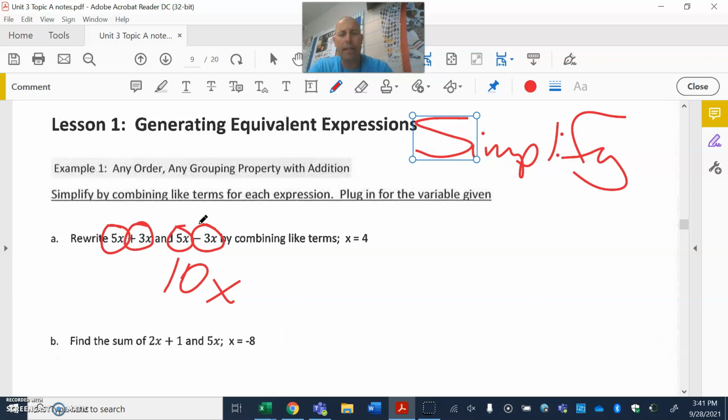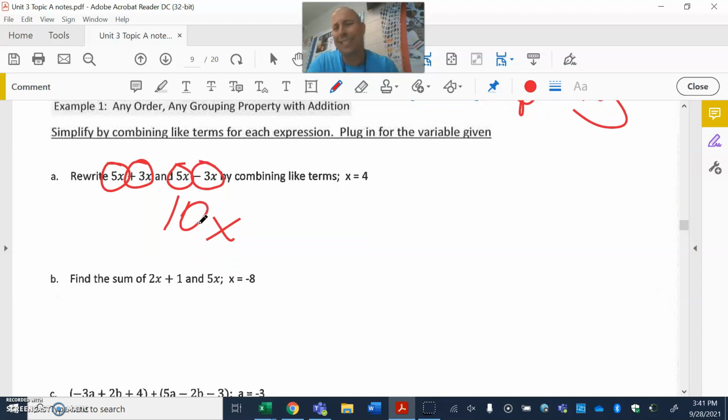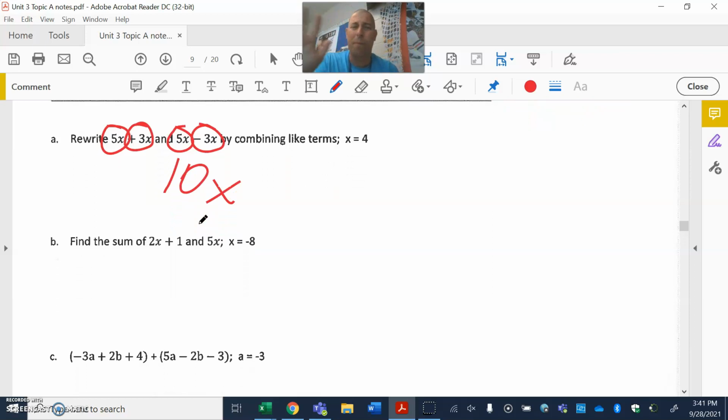Again, the plugging it in would just show that it's equivalent for that 4. Like I said, we can do it. It's nice to know it, but we're not going to be doing it over and over again.